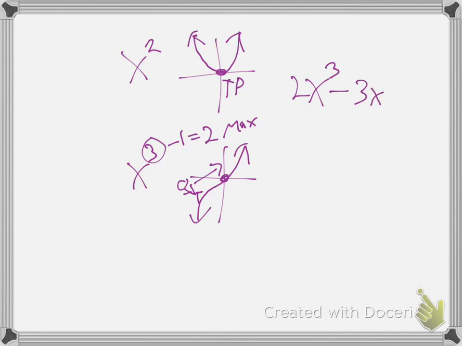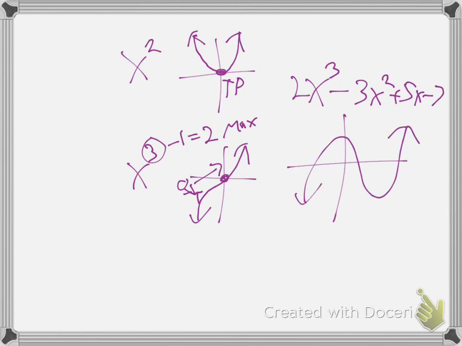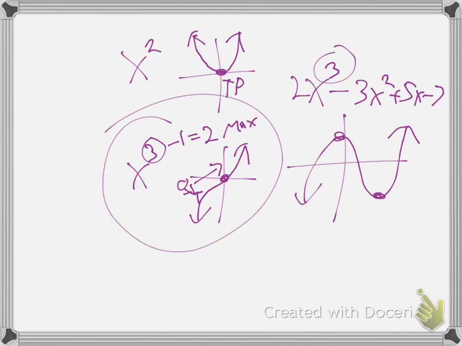2x cubed minus 3x squared plus 5x minus 7. I don't really know what that does, but it could go like this. You know, it could have 2 turning points. Some x cubed graphs do have 2 turning points. Some, like the simple x cubed, have none. But none of them have more than 2. That's what we're saying. All right.